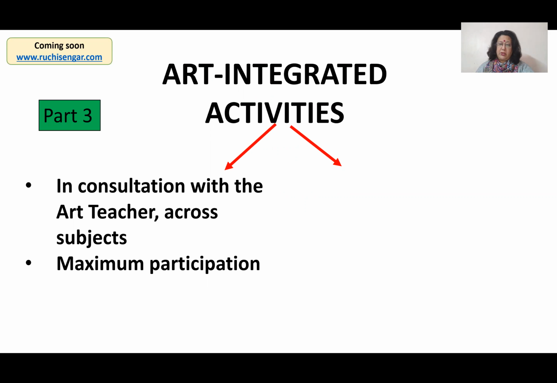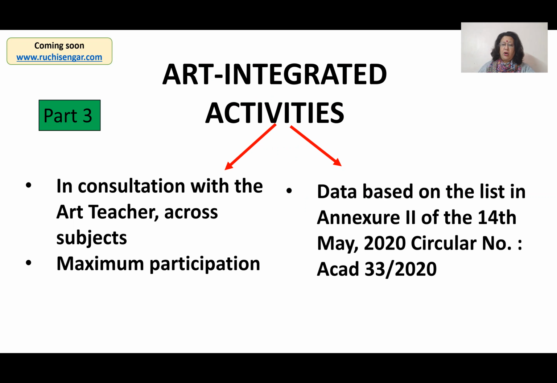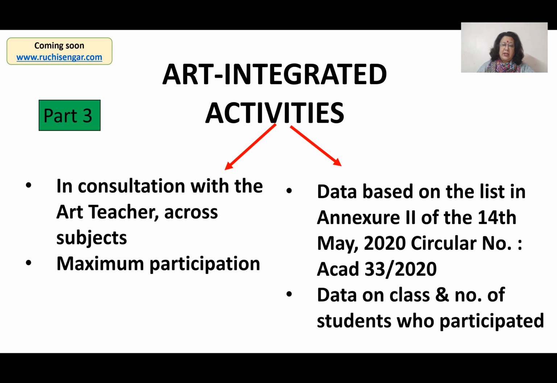Don't worry, I'll be showing you the visual. What are the activities? You would find the data based on the list in Annexure 2 of the 14th May circular, right? So there's 4.1, 4.1.1, 4.1.2.3, those kind of things. I'll show you the visual in a bit. Okay, so that's part 3. The data is also about the class and the number of students who participated in these art integrated activities.